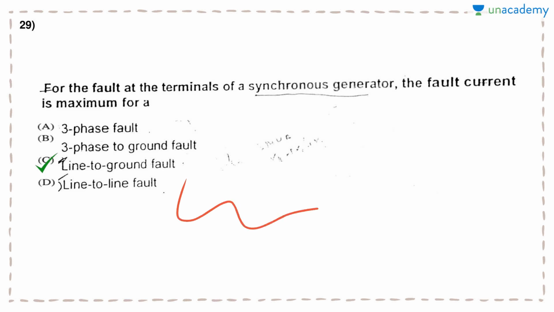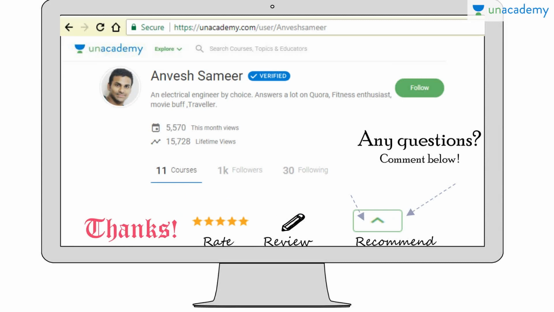Generally, the synchronous generator is very less prone to faults. But if any fault has occurred, then the fault probability will be very high for a line to ground fault. So these are the questions regarding today's lesson. I will be talking about some other important questions in the coming lesson.